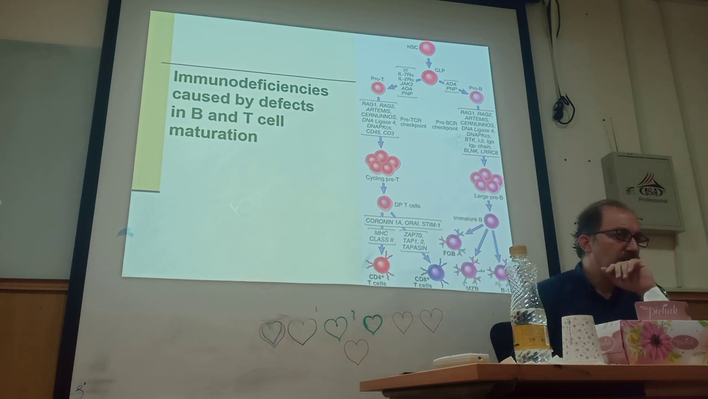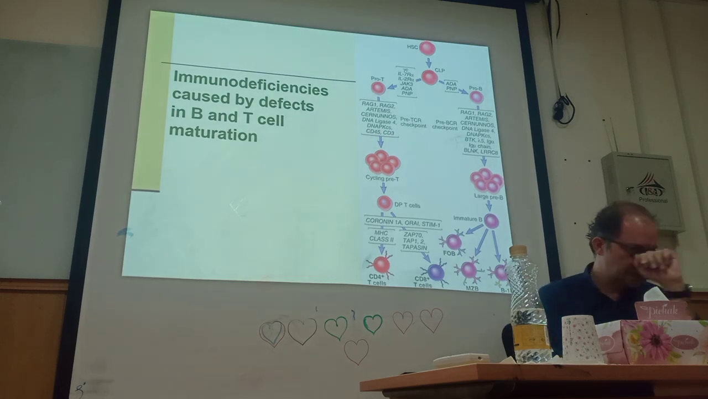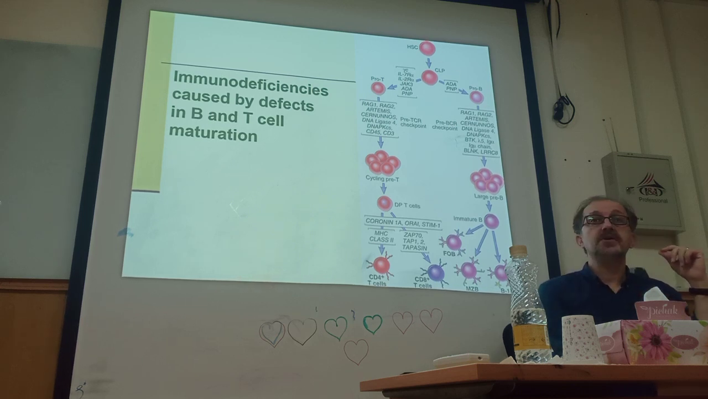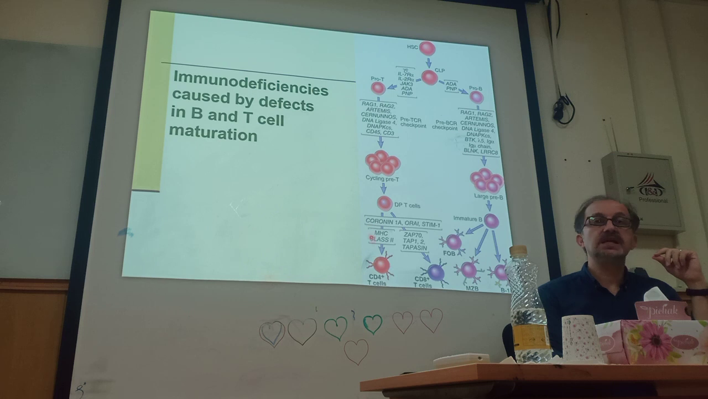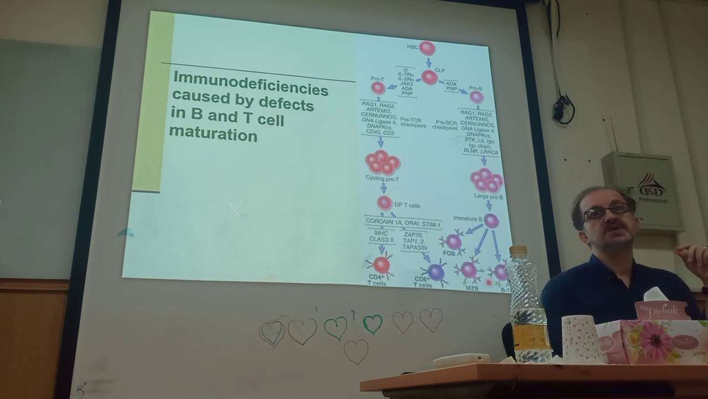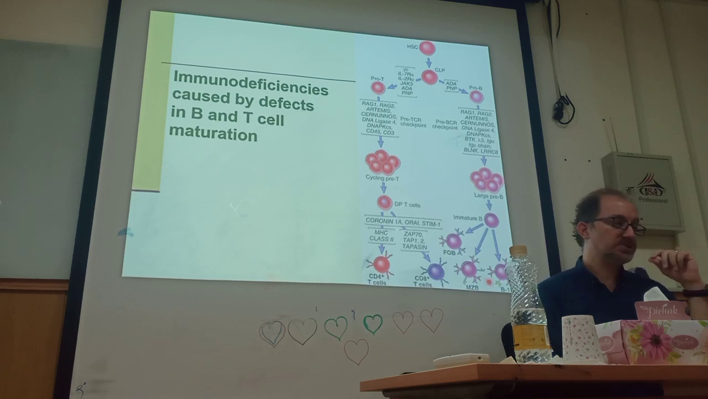Please just have a look at this diagram. Please imagine that this is the hematopoietic stem cell. It goes to pro T cell, then pre T cell, and then T cell in circulation. Is it clear? On that side, it goes to the pro B cell, pre B cell, and B cell in circulation. Was it clear?